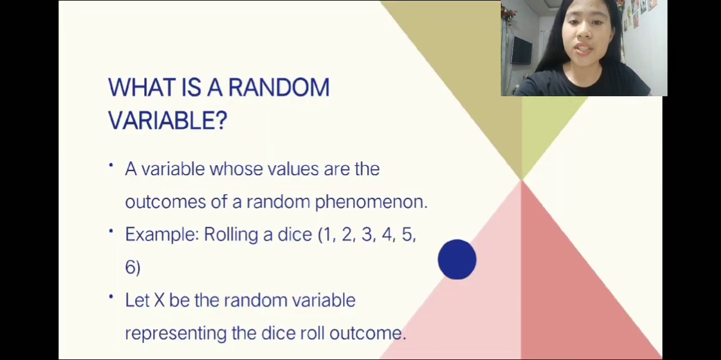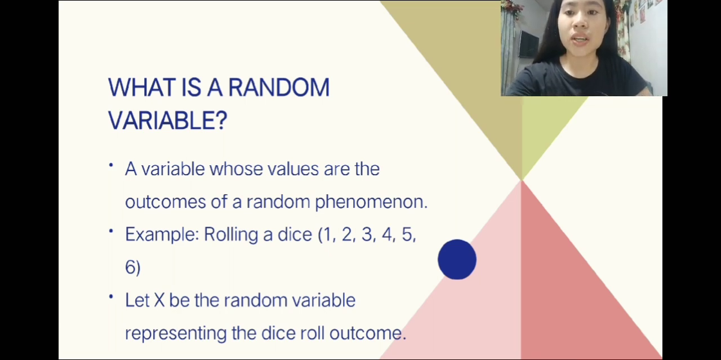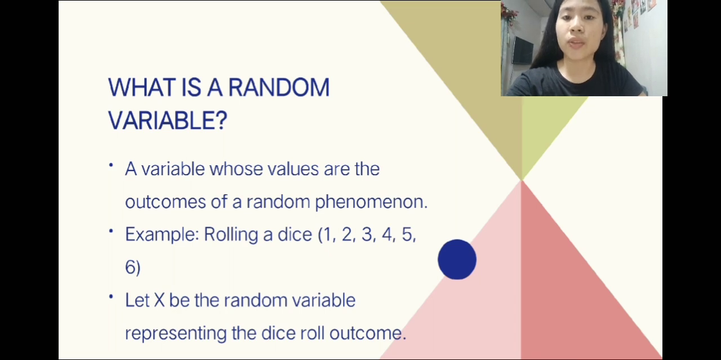Today, we're going to delve into the world of engineering data analysis, specifically focusing on the general functions of random variables. First, let's understand what a random variable is. A random variable is a variable whose values are the outcomes of a random phenomenon. Simply put, it's a way to assign numbers to different outcomes of a random process.